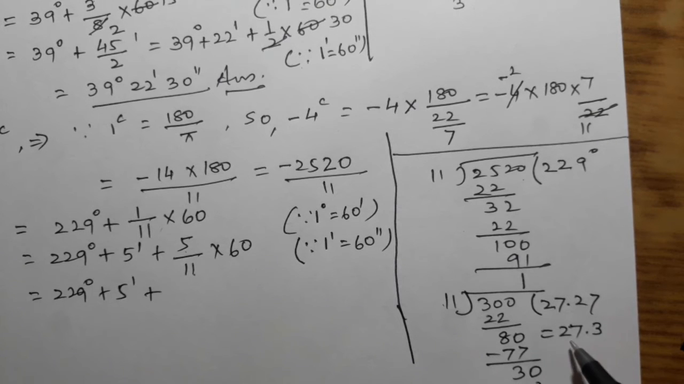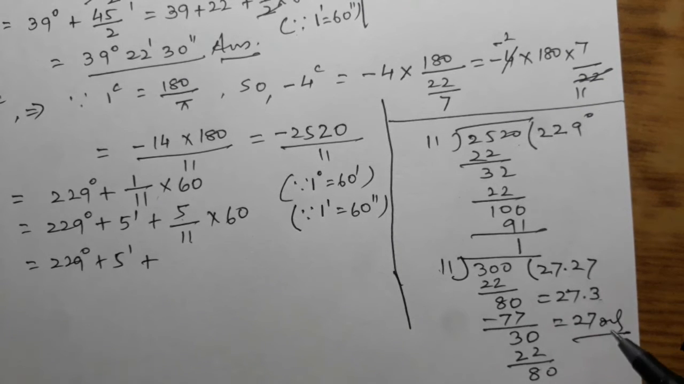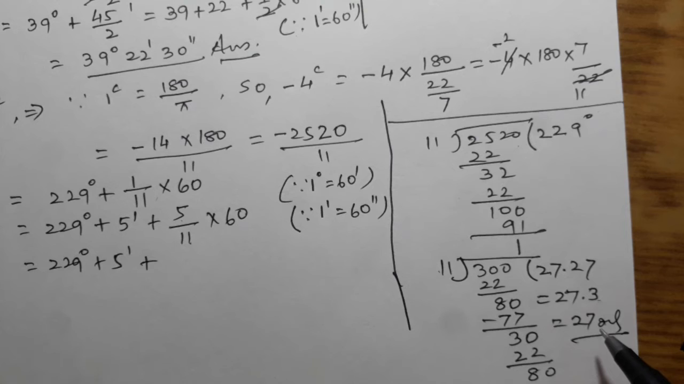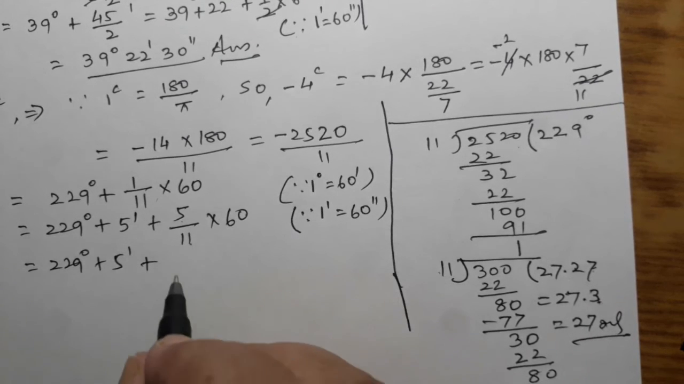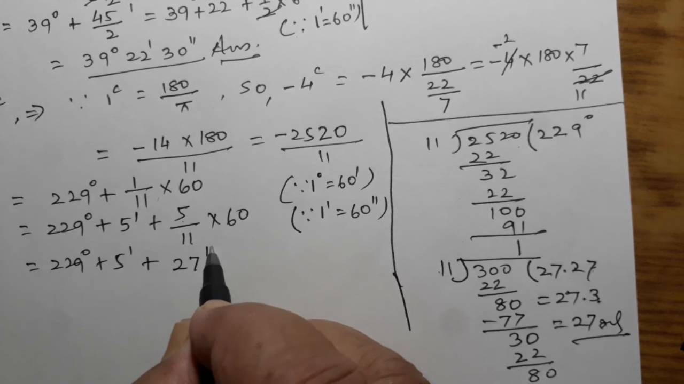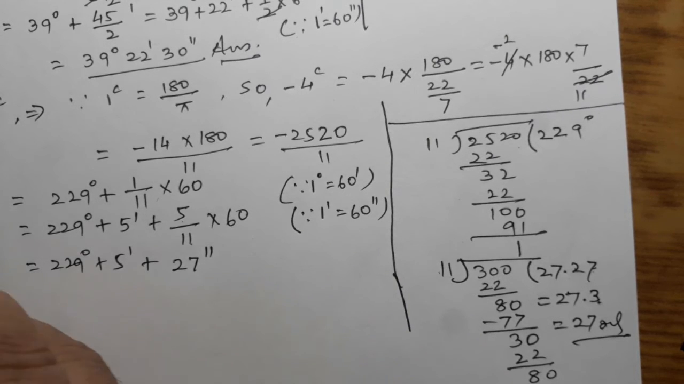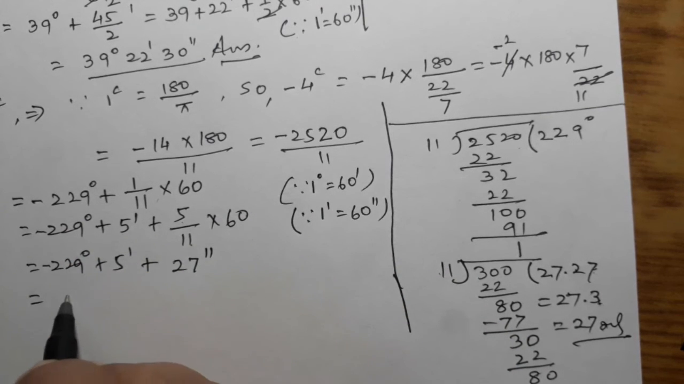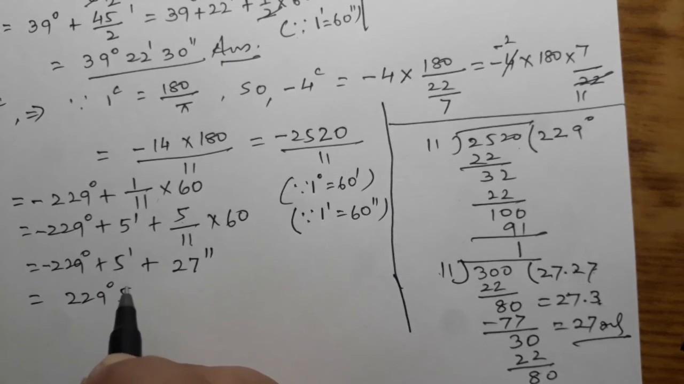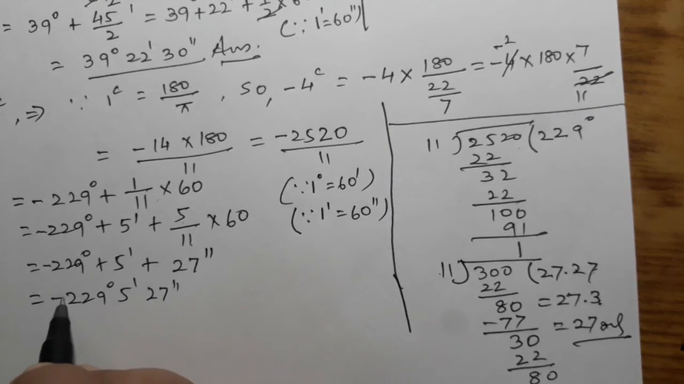In final decimal, to the correct decimal position, one decimal position will be 27.3, and this 3 is less than 5, so for correct decimal it will be 27 only. Okay, in decimal the answer is not being written per degree, so we are doing the correct decimal place. It is 27, and the next digit is less than 5, so we can ignore it, and this will be 27 second. And as the answer is in minus, so we put minus here, so it will be minus 229 degree 5 minute 27 second.